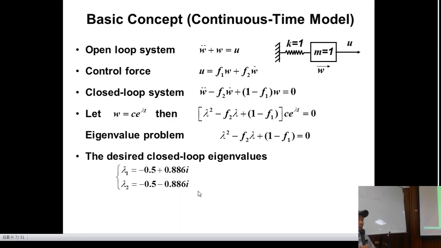Then you may ask, how do I know this kind of eigenvalue I need? Do you have any question like that? Why do I know this is the eigenvalue I need? How do I know this is the eigenvalue I want?